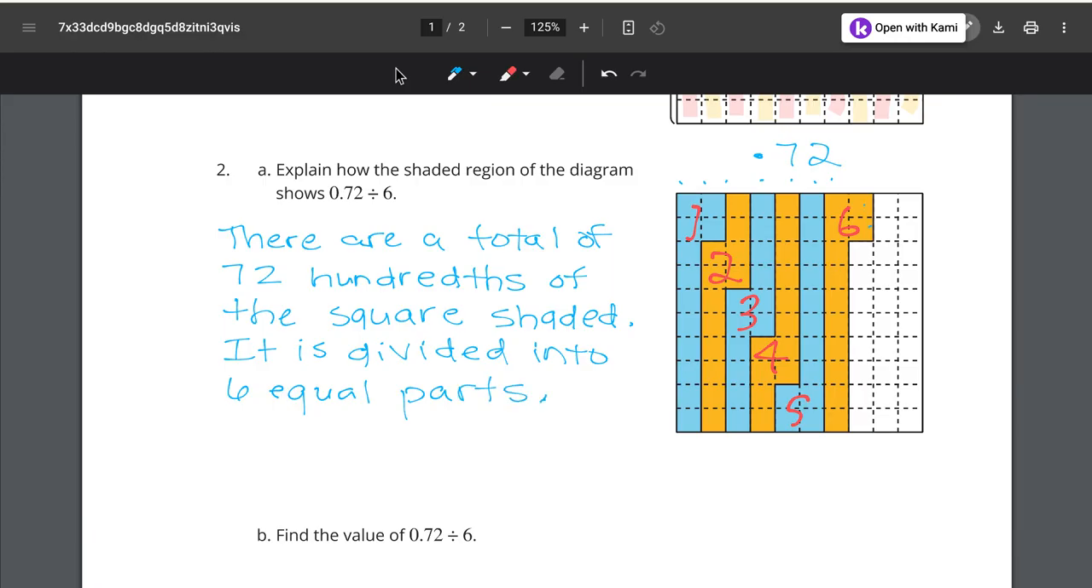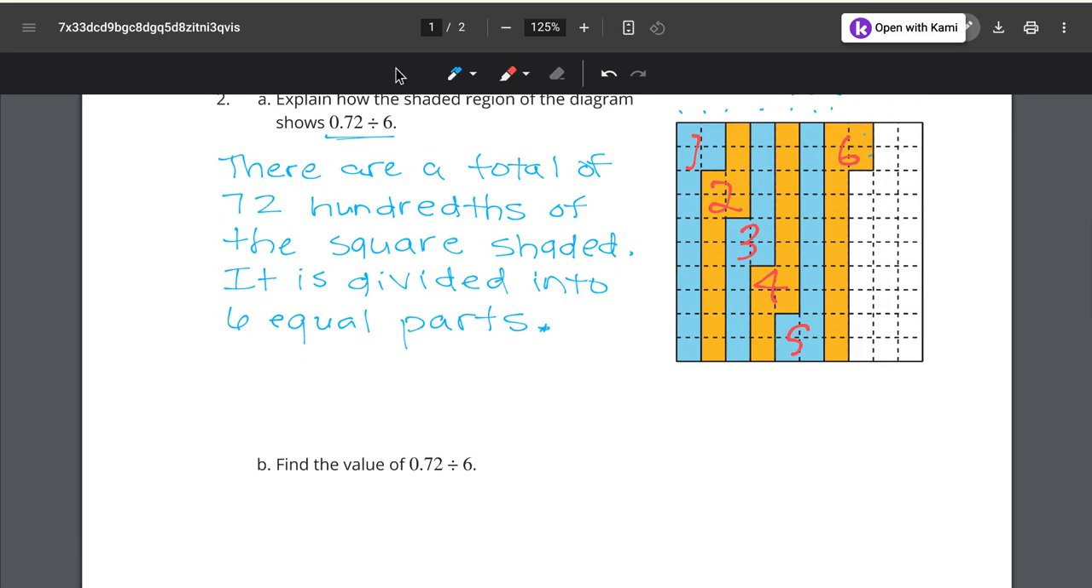Now, notice, boys and girls, we are explaining the expression here, not the equation, so we aren't actually going on and saying anything about the answer, which is going to be how many hundredths are in each of those 6 groups. That we're actually going to reserve for 2B. So 2B is where we're actually going to get to that. This is a complete answer for 2A.